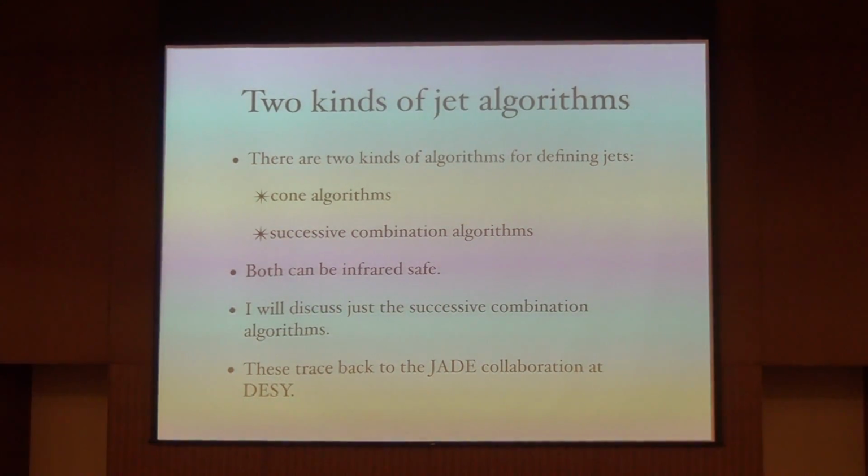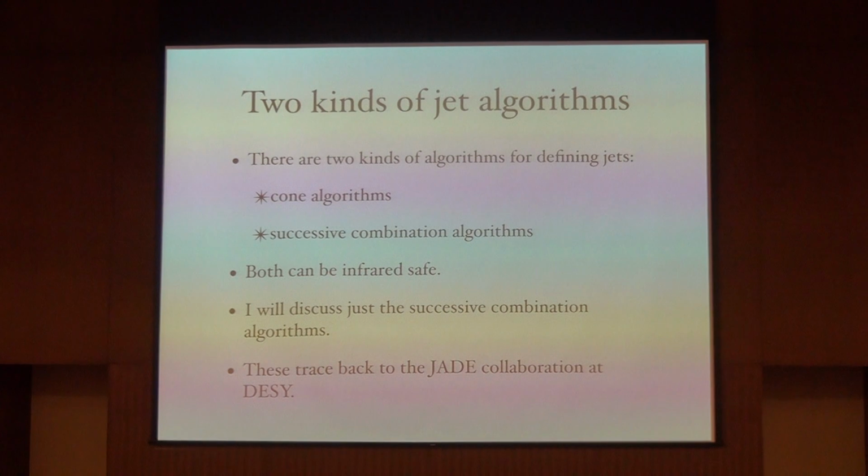Cone algorithms were in the past used more at Fermilab for hadron-hadron collisions. And actually the algorithm used at Fermilab tended to be not infrared safe, but maybe not too badly infrared unsafe. But it can be perfectly infrared safe.